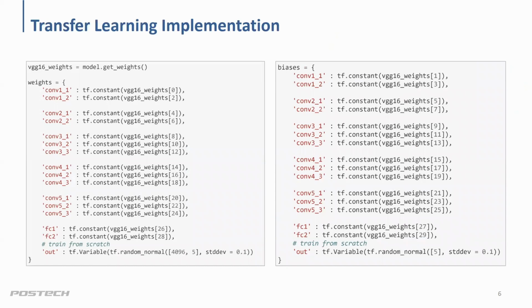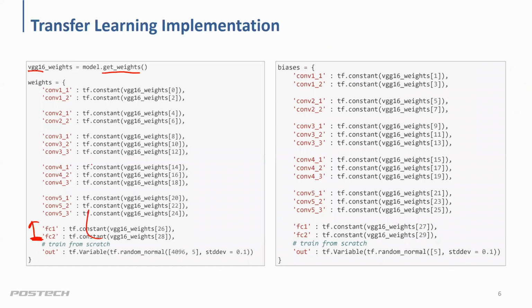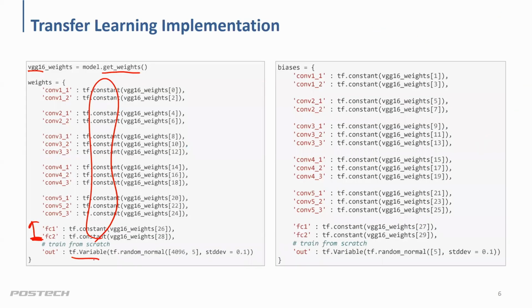So how do you implement it? In VGG16, I will get all the weights, and as you can see, from up to this point, all of them are tf.constant. And over here, it is now tf.variable. Okay. Now for the testing, once we are done with the transfer learning, now it's a cube, and as you can see, those are the probabilities.